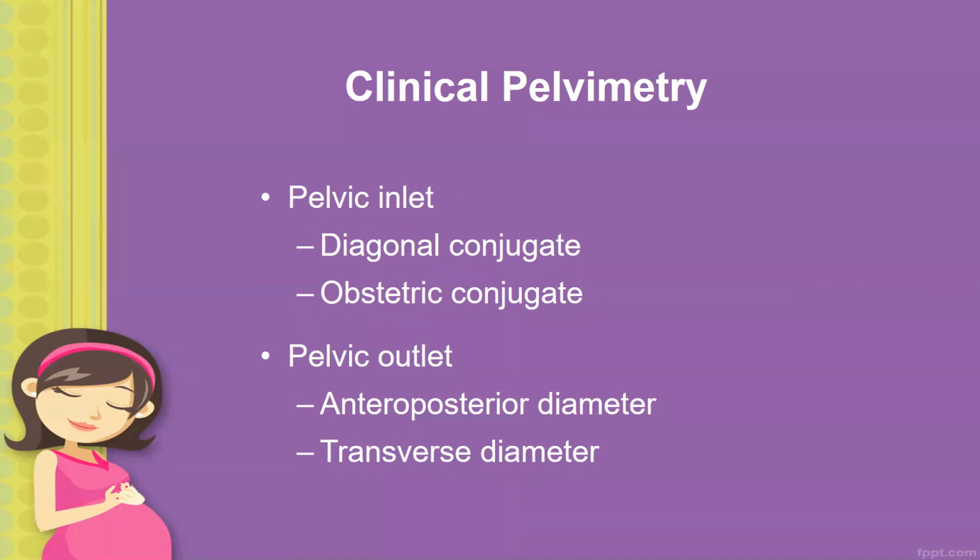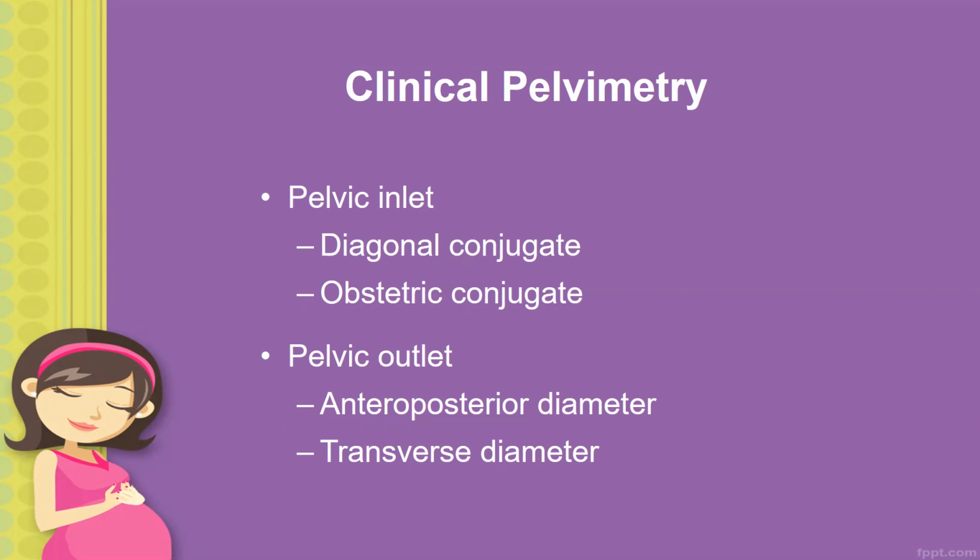With clinical pelvimetry, make sure you remember where the pelvic inlet is, the pelvic outlet, and make sure you remember how to use your hand to measure the diagonal conjugate and the anterior posterior diameter.